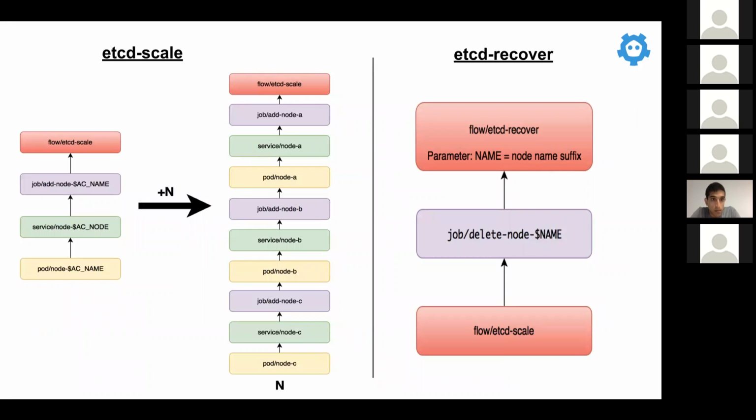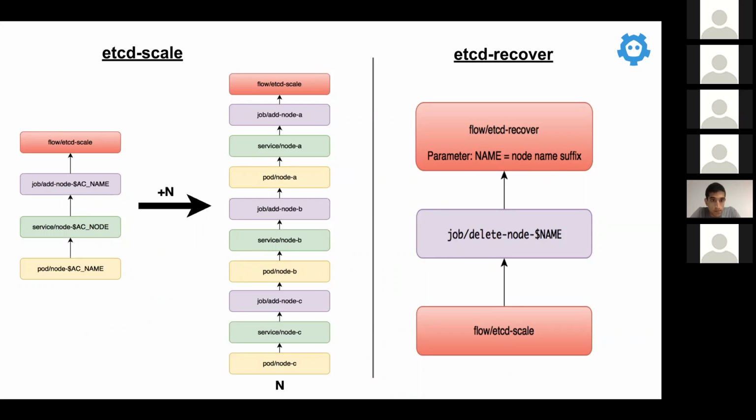Then there's a flow which can add or remove nodes to a cluster. It starts with a job that registers a new node in the existing cluster, gets the new cluster configuration and puts it into a config map. So when the pod starts, it has all the information and is already registered in etcd.